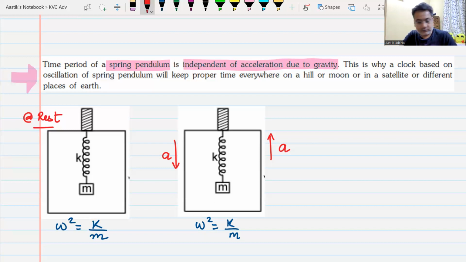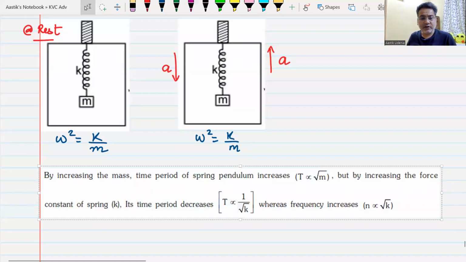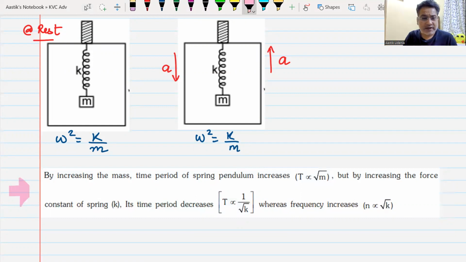Note it down. Then these simple facts: the time period of a pendulum is directly proportional to the square root of the mass and inversely proportional to the square root of the spring constant. So if you change the spring constant, then some things will happen.